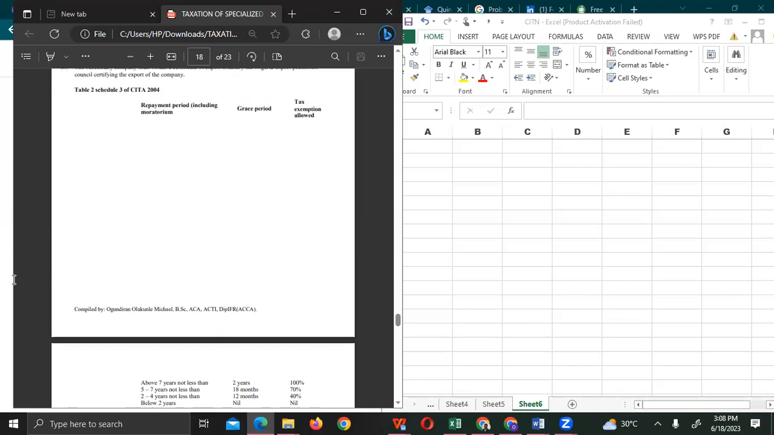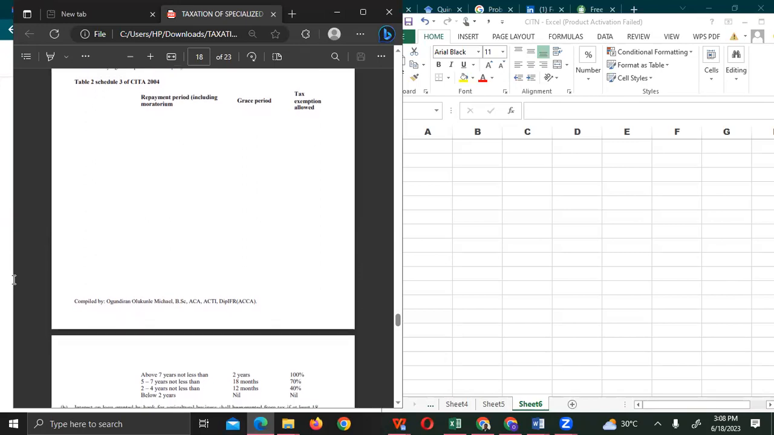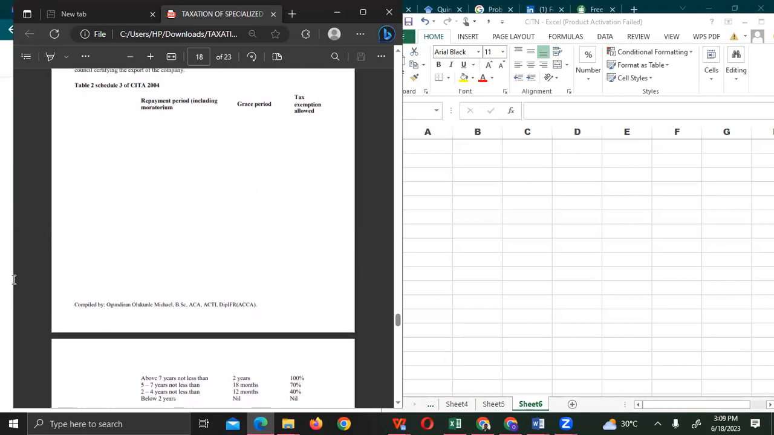Now, let's look at that table. If the loan is above 7 years of repayment, including moratorium, and the grace period is 2 years, that means for a period of 2 years there will be no interest and no repayment of the loan. Then there is 100% tax exemption on such income generated from such a loan when the loan begins to pay interest. Do you get what I'm trying to explain?